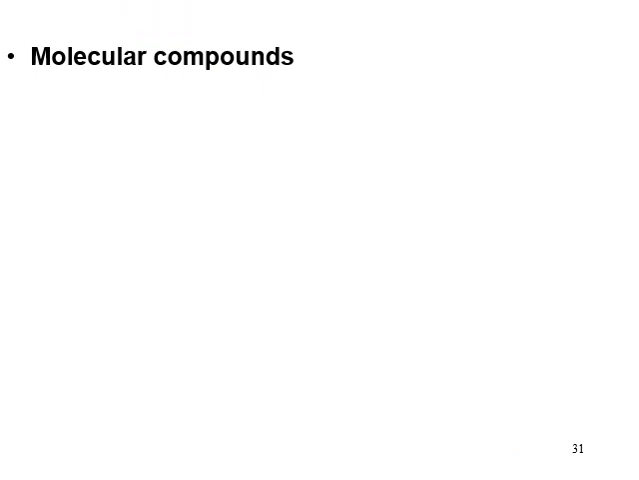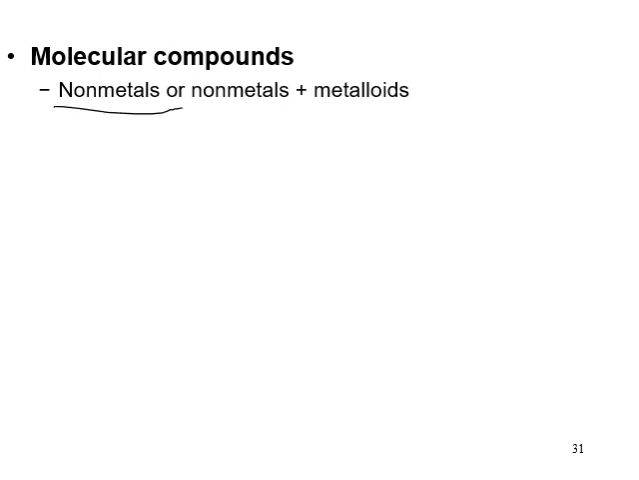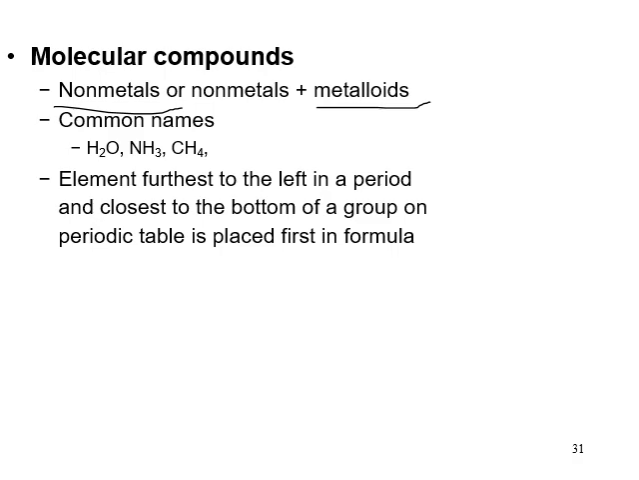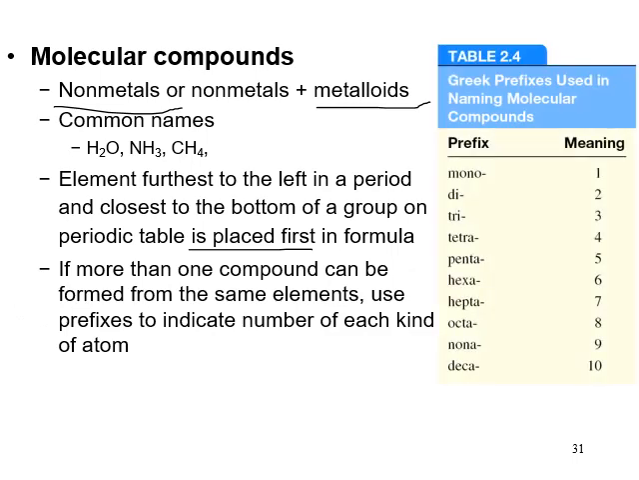As far as molecular, we're done with ionic for the moment, going on to molecular compounds. Molecular compounds consist of 2 nonmetals, or sometimes metalloids. There are some common names, of course, like water, ammonia, and methane. The element furthest to the left and closest to the bottom is placed first in the formula. So for example, H. Where is hydrogen on the periodic table? He's to the left of oxygen, so he is placed first. Where's nitrogen? He is to the left. Where's carbon? He is to the left.